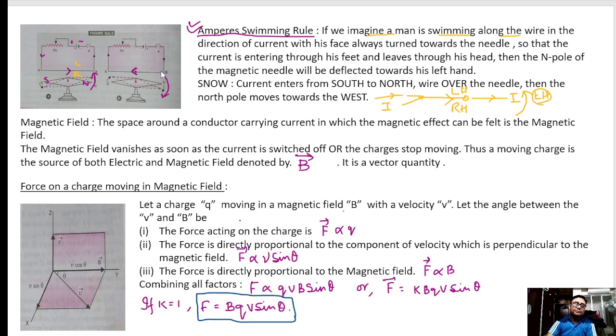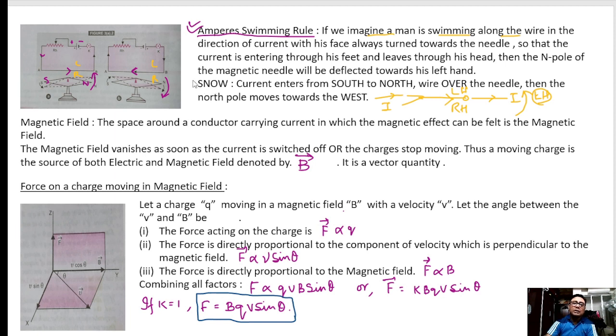Now if the current is flowing the other way, his left hand was here, his left hand will be here, and the right hand was here. Now current is entering through his head and leaving through his feet. So the needle will be moving towards his right hand. So that is the concept.